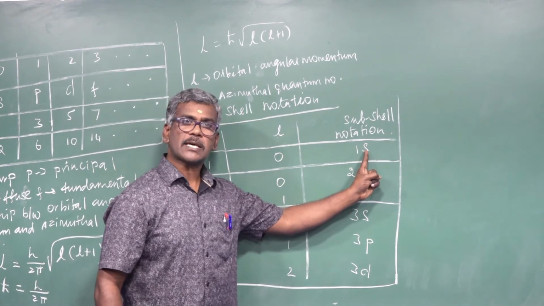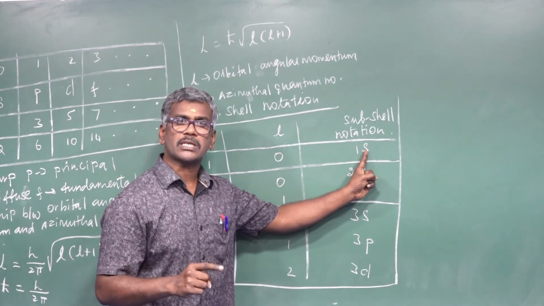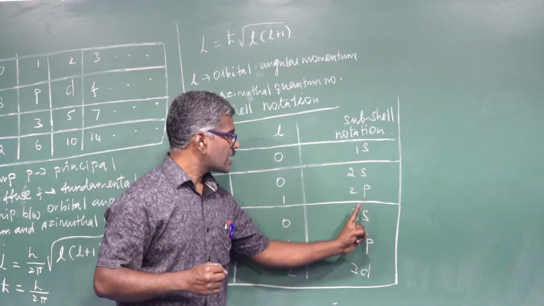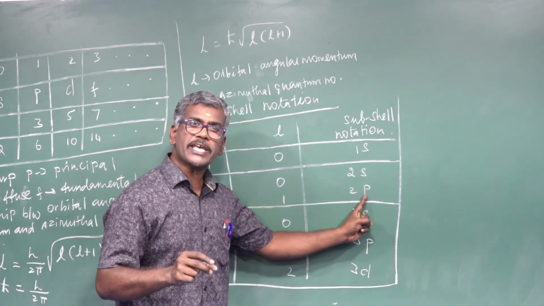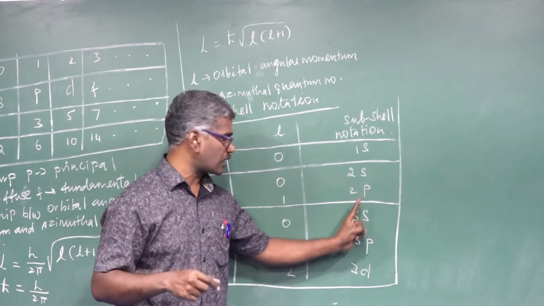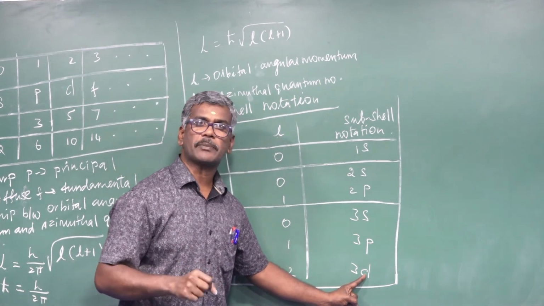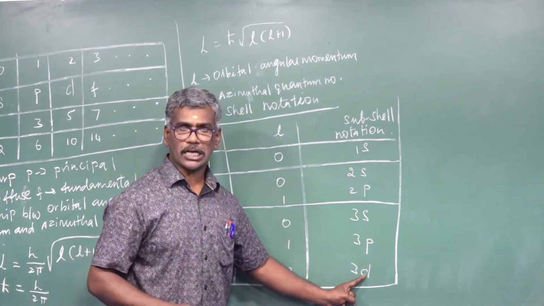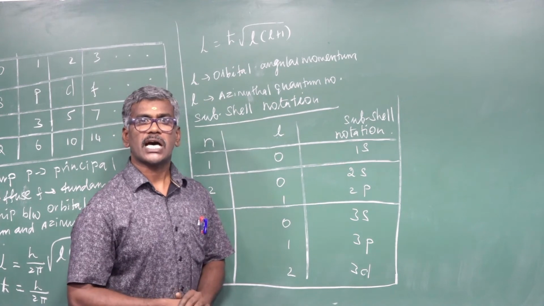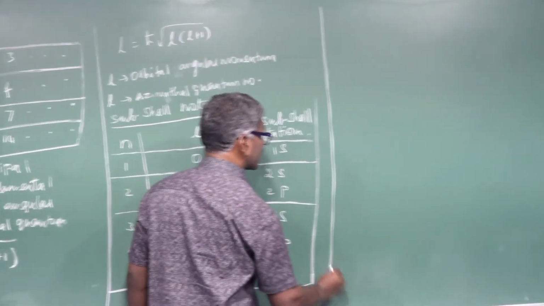In the s subcell, how many orbitals are present? Only one orbital. How many electrons are possible? 2 electrons possible. In the p subcell, how many orbitals are possible? 3 orbitals possible. How many electrons? 6 electrons. The d subcell, how many orbitals are possible? 5 orbitals possible. Total how many electrons? 10 electrons. This is explained by the azimuthal quantum number. Another one, the magnetic quantum number.